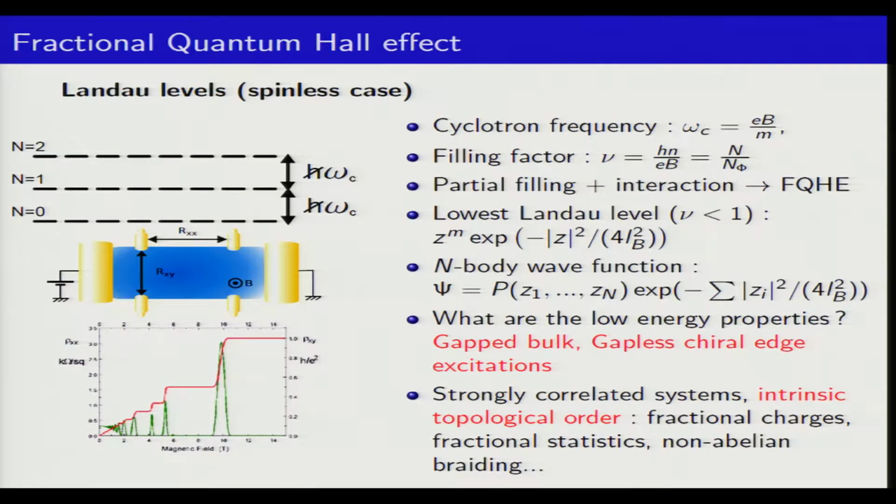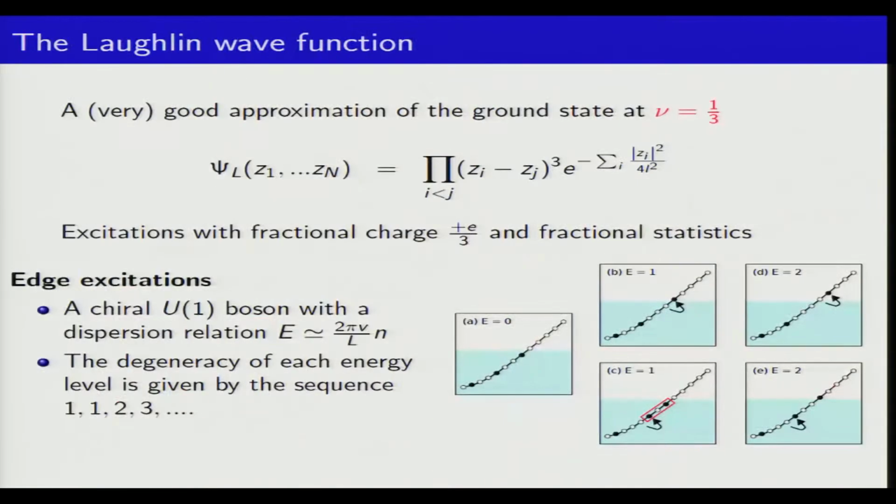And as has been discussed, it's a system that develops topological order, where the excitations carry fractional charges. They can have fractional statistics, namely when you exchange two particles, you get a phase factor which is not 0 or pi like you have for bosons and fermions, but you can get something in between. And the exchange can also be described in a more generic way by matrices, and this leads to the non-abelian statistics.